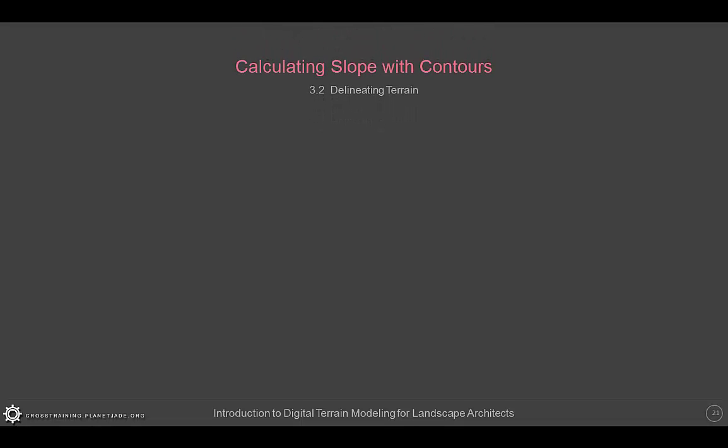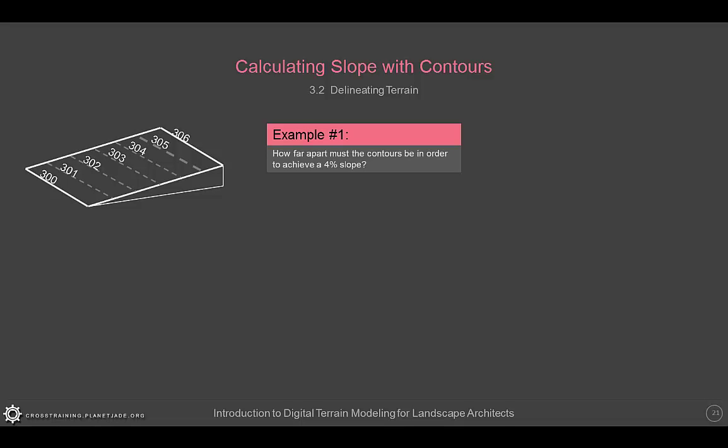Alright, so let's take a look at an example of how to calculate slope. And we're going to do it with a snippet of terrain, so it's going to be in contour form. So example 1, we want to know how far apart must the contours be in order to achieve a 4% slope. So here's our example snippet of terrain. We see here our contour information.